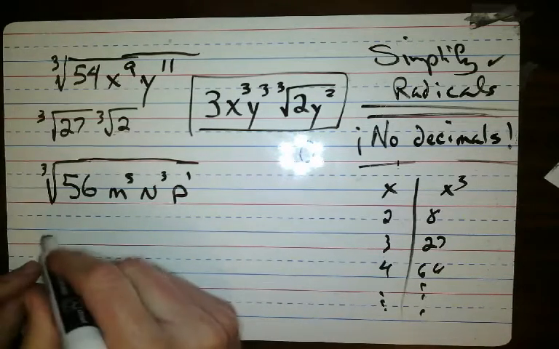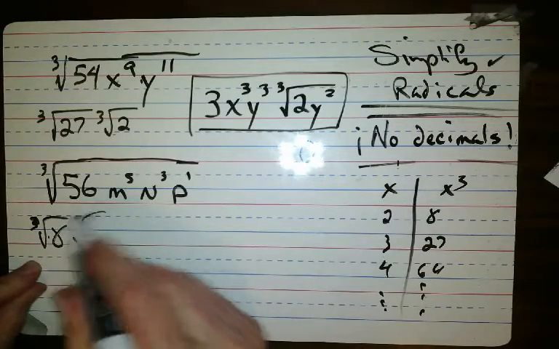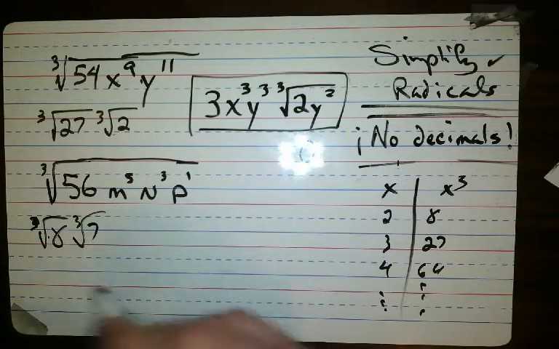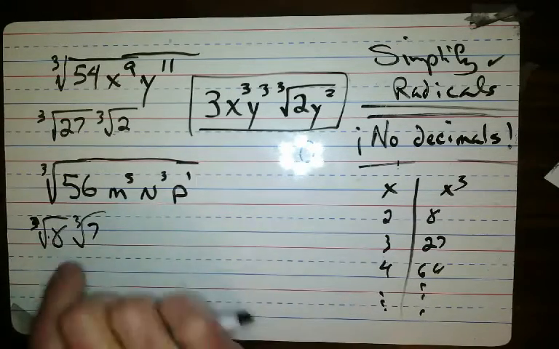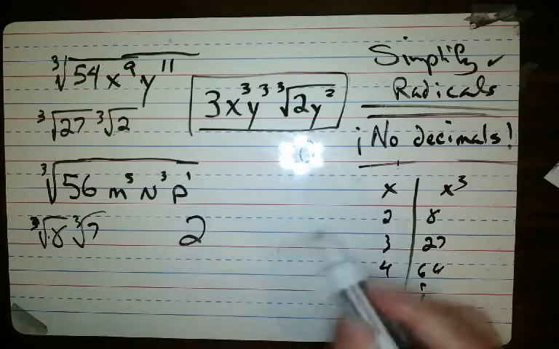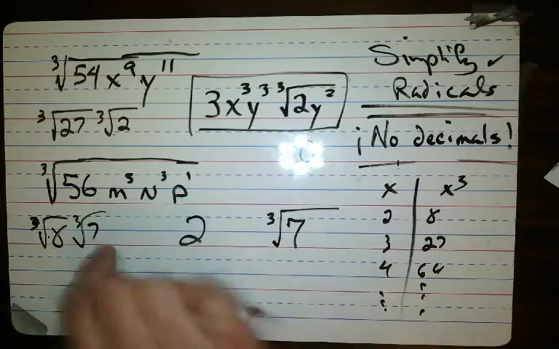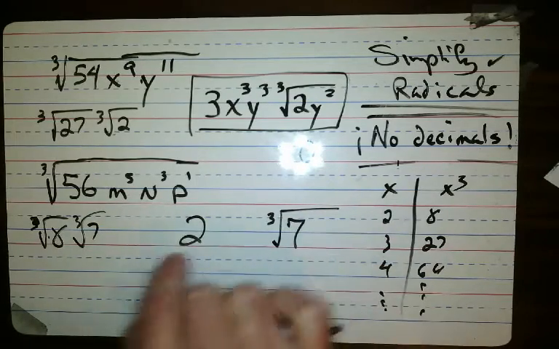So this is the cube root of 8 times the cube root of 7. How about that? Well, I know the cube root of 8. The cube root of 8 is 2. And I do not know the cube root of 7. So 7 stays under the radical, 2 comes out.